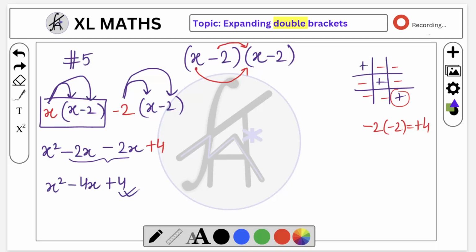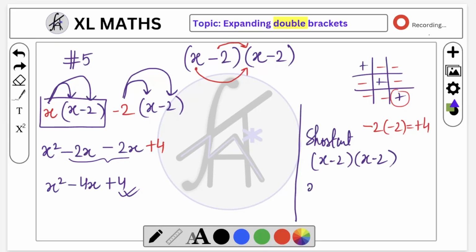Let's quickly check using the shortcut. So what we have in here is x minus 2, x minus 2. We write x squared, take both the numbers, minus 2 and minus 2, add them to get minus 4, and the product is a positive 4. So let's write minus 4 with x and positive 4 alone. So yes, we've got the same answer.